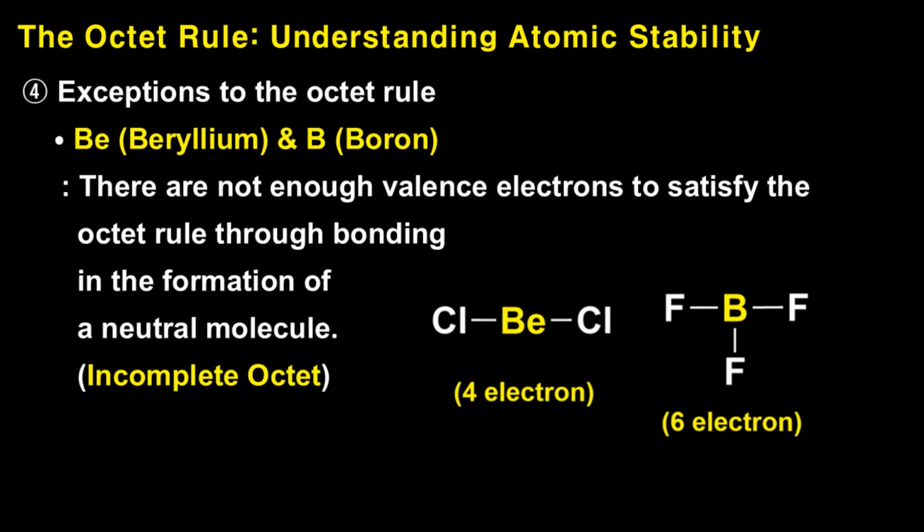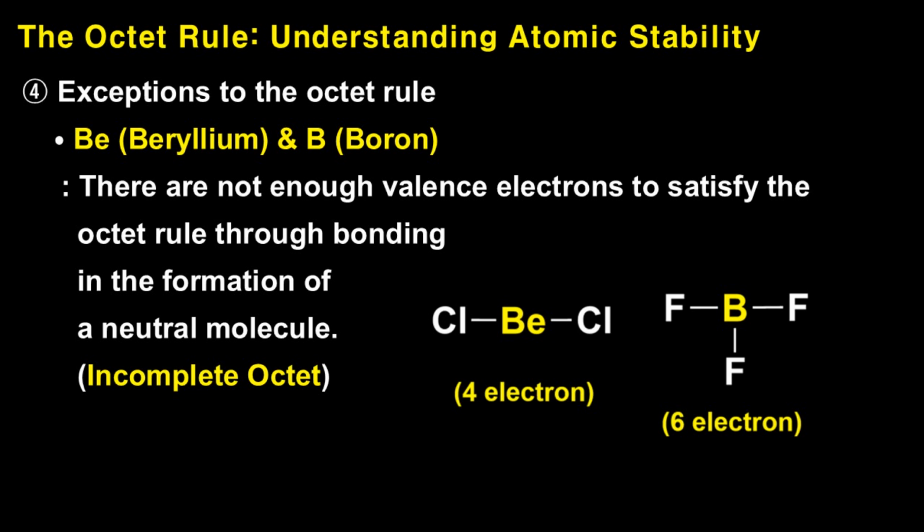Let's take beryllium as an example. Beryllium has just 2 valence electrons, and in a compound like beryllium chloride, BeCl2, it forms bonds with only 4 electrons around it, not 8. Still, beryllium chloride is a perfectly stable compound.